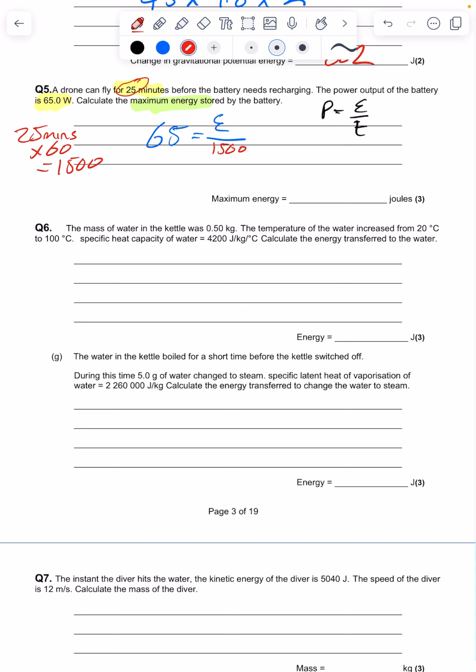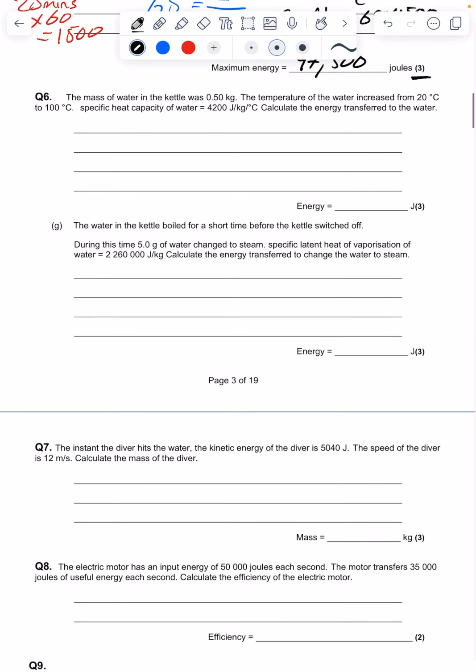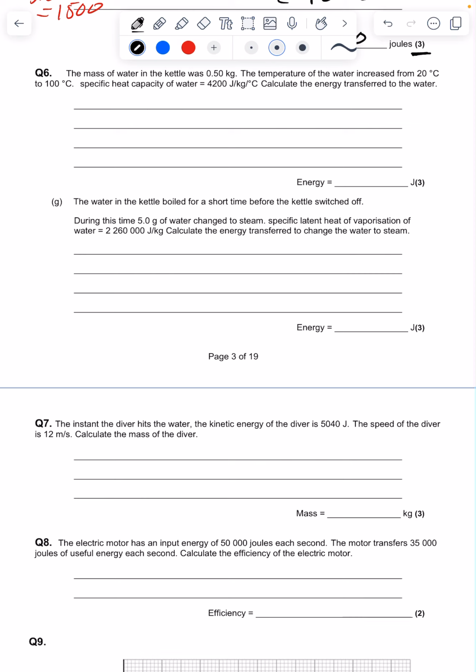At this point here, we're going to have to rearrange this calculation to make energy the subject. So energy equals, therefore, power times time. So if we times 65 times that by 1,500, we should get an answer of 97,500 joules. And notice it's more than 2 marks, because we've had to do a conversion and a rearrangement as well. So the number of marks will give you a clue to what we have to do.